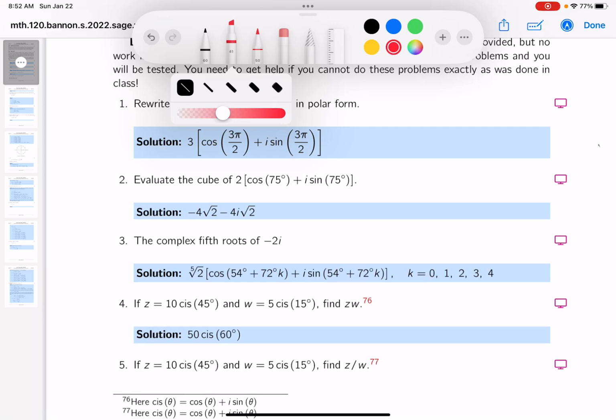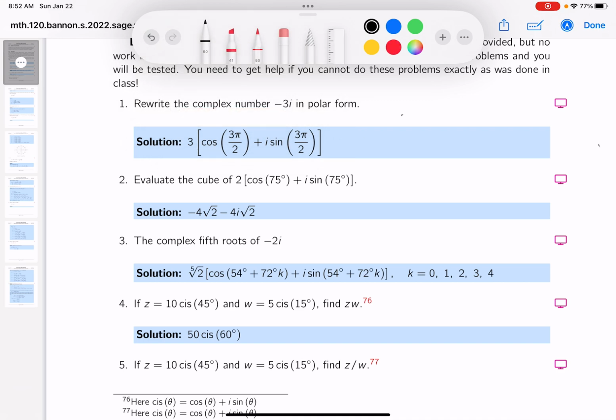Okay, for number 3, the first thing I'd recommend is to visualize this in polar form, because they're asking for the fifth root of that number. The problem with the fifth root is that there are going to be 5 of them, and that's going to be tough to compute if you don't know the polar form of it. So let's write this down over here.